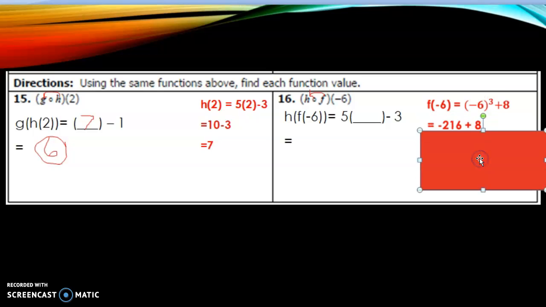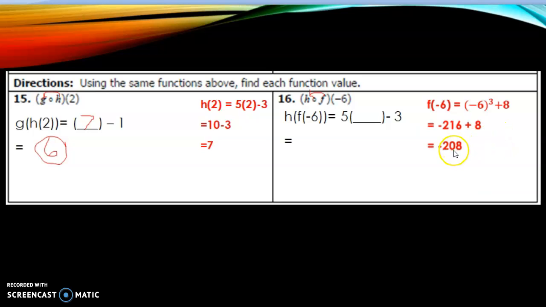Well, negative 6 cubed is negative 216. Negative 216 plus 8 is negative 208. So I simplified that. Negative 208, that's my blank. Sorry, it might not fit very well. Oh, negative 208. Well, negative 208 is being multiplied times 5. Negative 208 times 5, and then minus 3. So negative 208 times 5 minus 3 comes out to be negative 1,043. Negative 1,043. That 0 looks horrible.